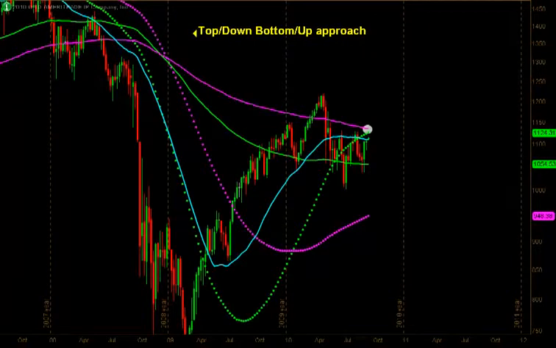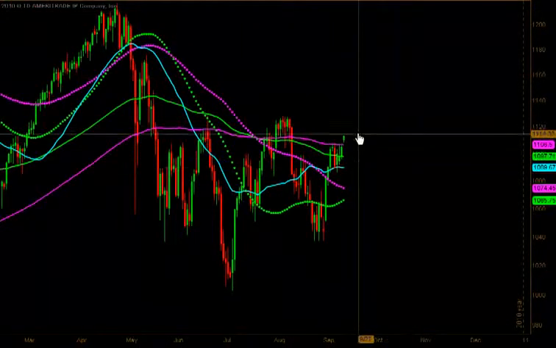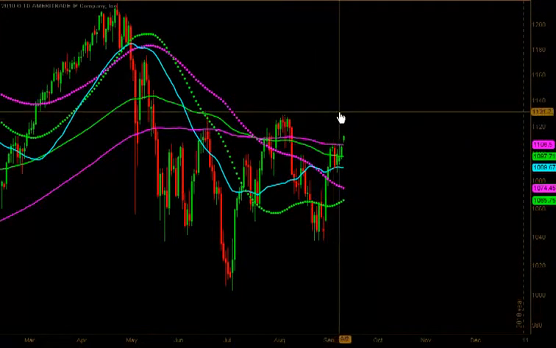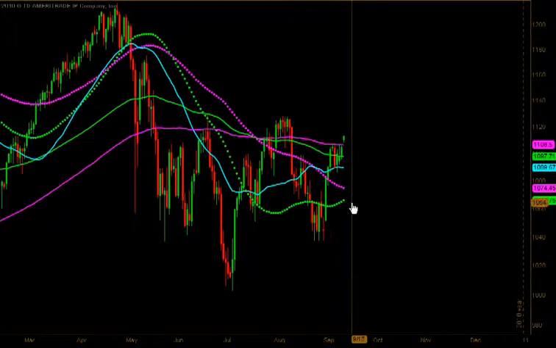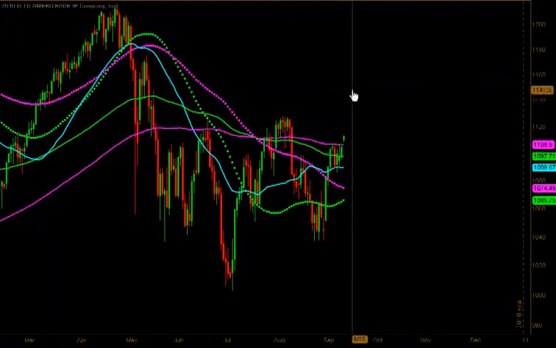Now, when we go to the daily chart and take a look at it, the daily chart is confirming that we should be looking for some type of top in this area, because we are in a downtrend right now. Purple on top, green on the bottom. So again, we want to look for resistance areas. We don't want to be looking to buy the dips.